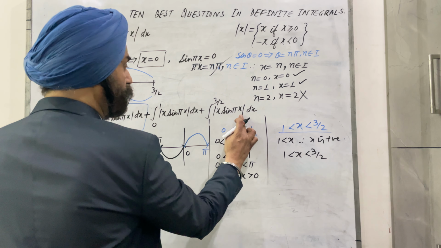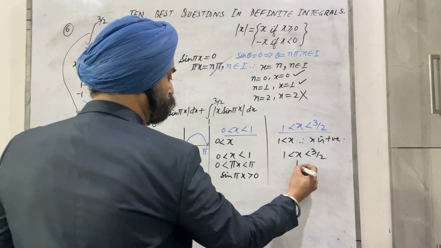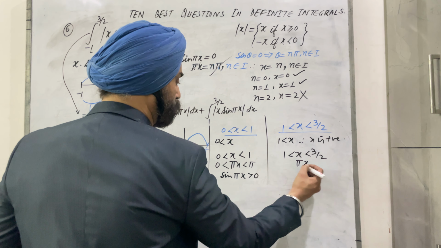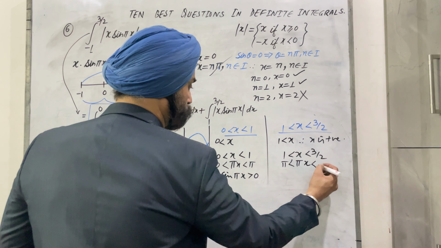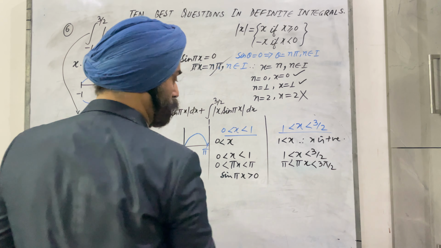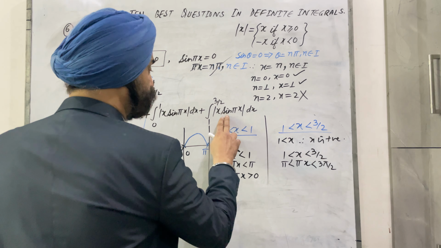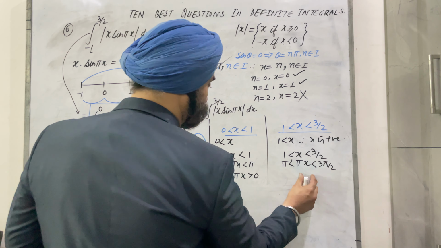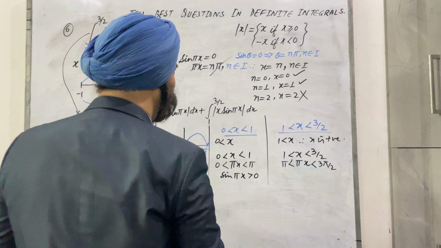This is x, and this x is attached with pi. So as usual, I'll be multiplying through by pi. We get pi x, between pi and 3 pi upon 2. Now, I need to talk about the sine of this pi x when this angle pi x lies between pi and 3 pi by 2.